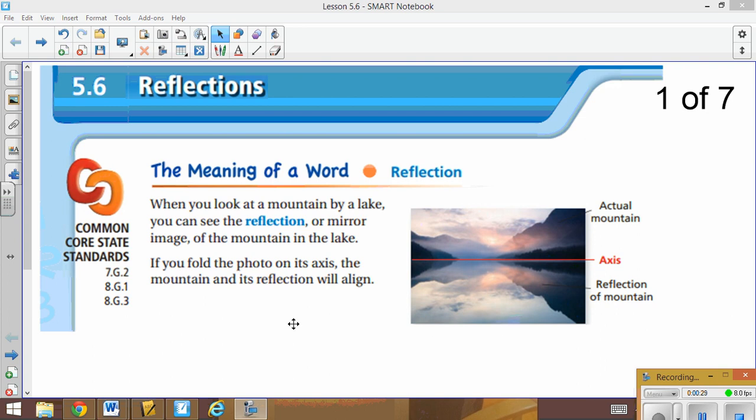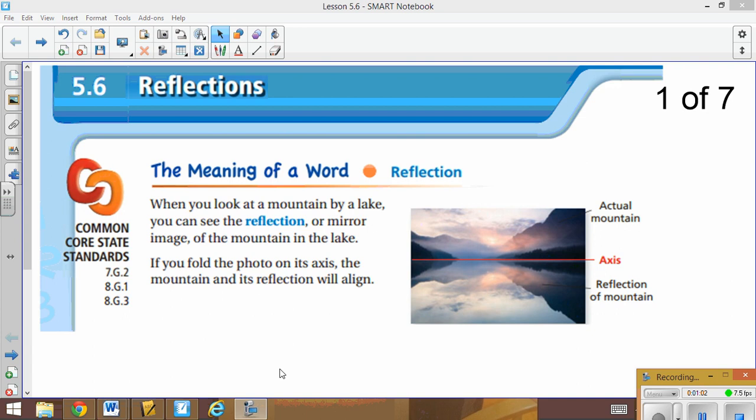So if you look at the definition here for reflection, when you look at a mountain by a lake, you can see the reflection or mirror image of the mountain on the lake. If you fold the photo on this axis, the mountain and the reflection will align. That means if you look at this red line, the top piece and the bottom piece are identical. Okay? So if you ever have any kind of trouble, ask yourself, if you fold this image on either the x-axis or the y-axis, will the two pieces line up perfectly?